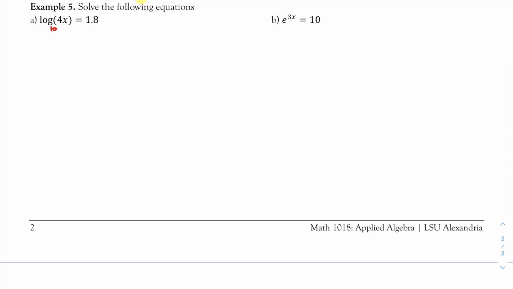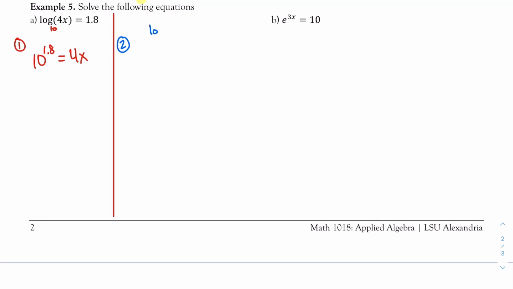I could do this one of two ways that will lead me to the same answer. The first way is converting to exponential form. If I convert this to exponential form, I can write this as 10 to the 1.8 is equal to 4x. So that's one way I can do it, by directly converting through what I know about an exponential equation. The second way I can do this, I'm going to write the second way to start off, because you'll see that we actually get the same equation in any case.